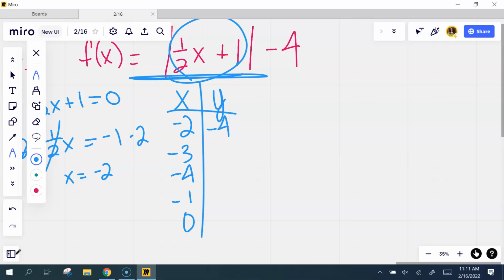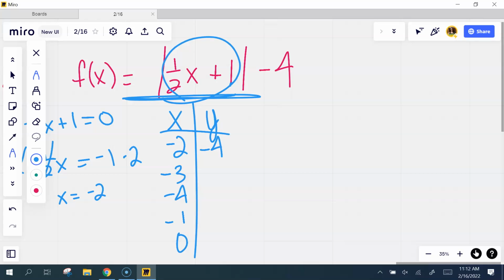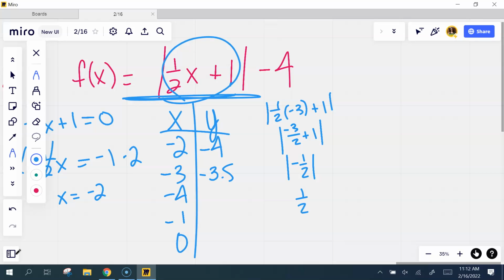What'd you get? All right, so when you plugged it in, you got 1/2 times -3 plus 1, right? This is what's in the parentheses first. This is -3/2 plus 1, which is -1/2. This is -1.5 plus 1, which turns into +1/2. And now remember, I have to subtract 4 from that. So that's how I get the -3.5.